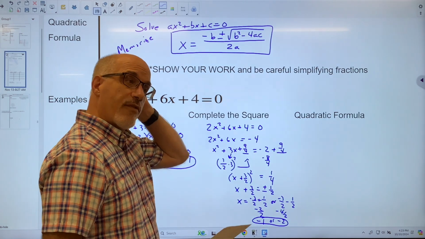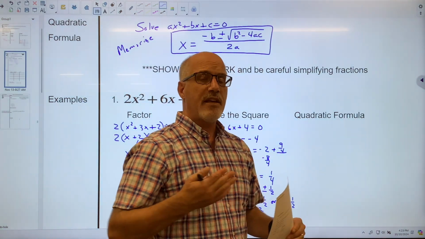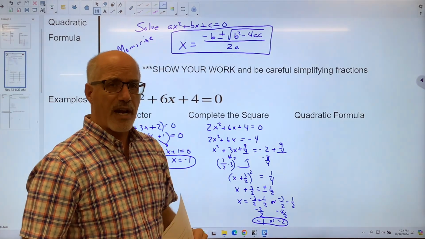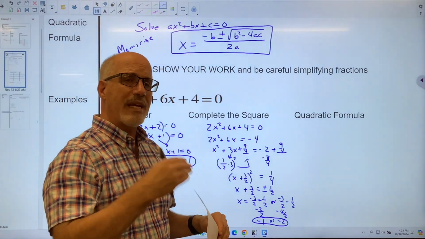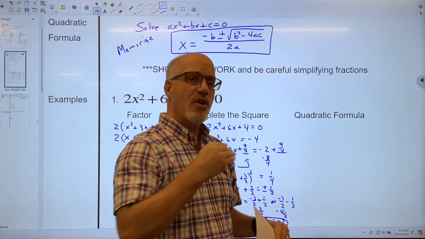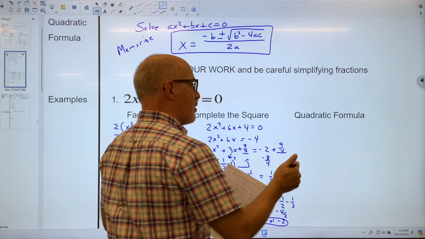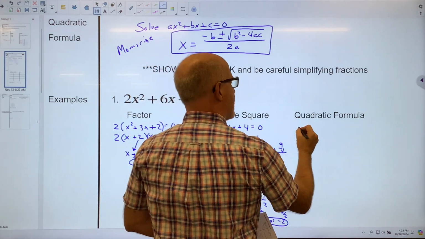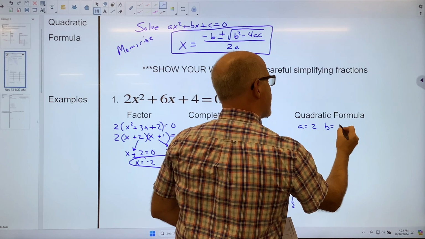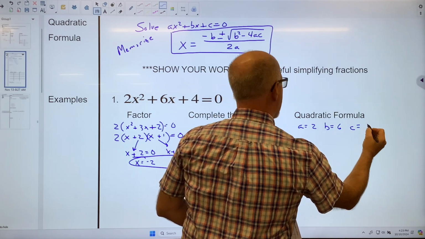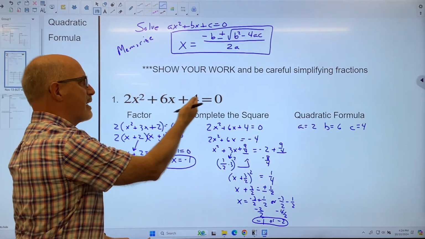Now the quadratic formula, this one involves just using the formula, and you just have to be good at simplifying fractions when you use this. The problem with the quadratic formula is if you make an error in the calculations, or if you make an error in simplifying the fractions. So in this formula, a is equal to 2, b is equal to 6, and c is equal to 4.